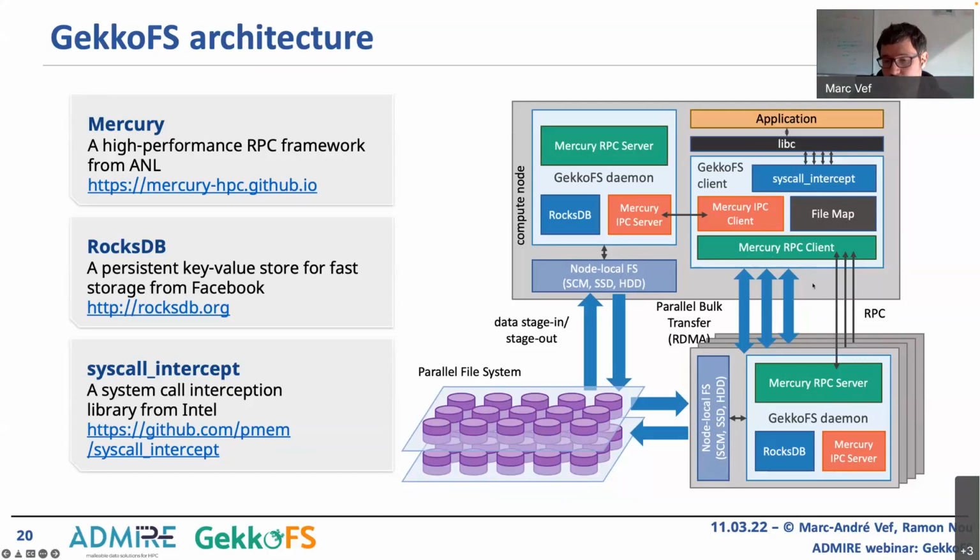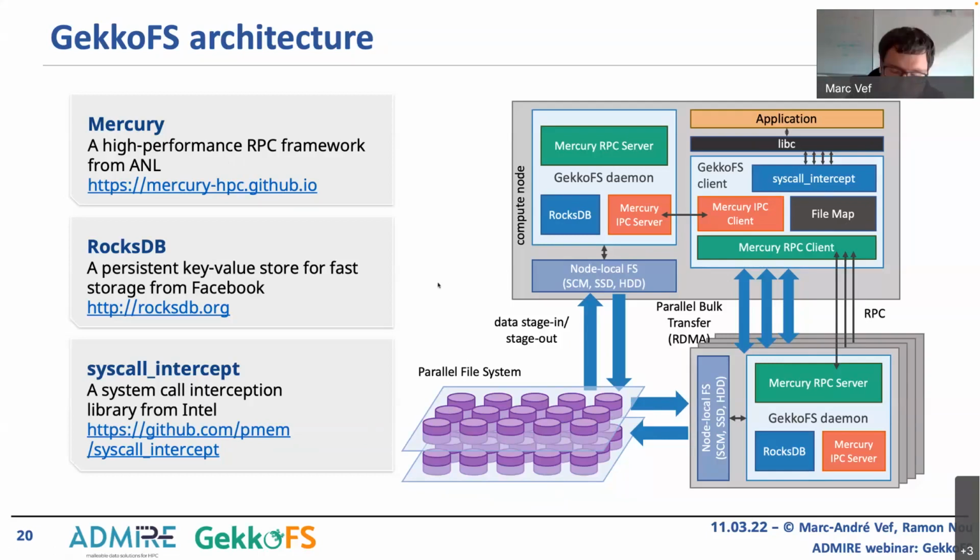We do the communication via RPCs and data movement via RDMA. If we have OmniPath and InfiniBand, we can do this with the Mercury RPC framework, which we use for that. And finally, of course, we have the parallel file system, where the long-term data resides, which is staged in or staged out correspondingly.